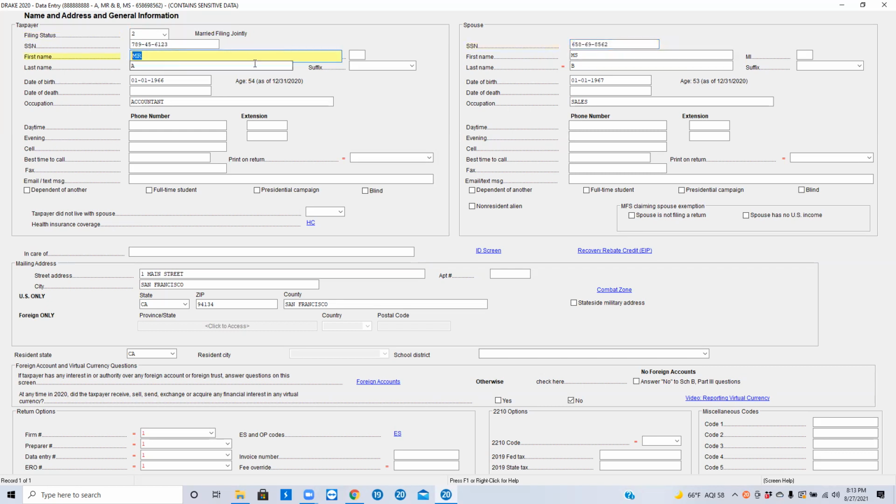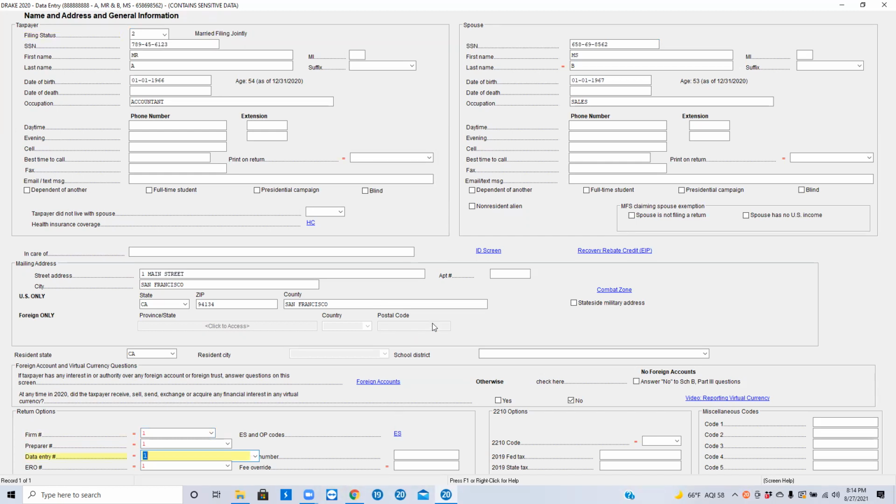We call them Mr. A and Miss B, and the other numbers above are also made up for presentation purposes. So let's say this is the home address, 1 Main Street in San Francisco. And this is where you put the firm information, for example my firm, as well as who prepared it, who did the data entry, and what the company is.